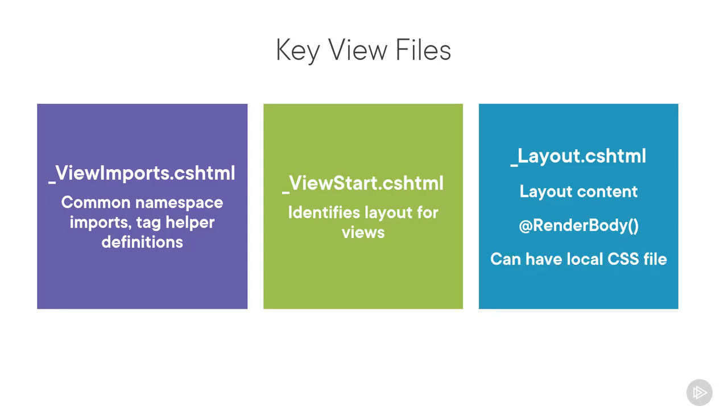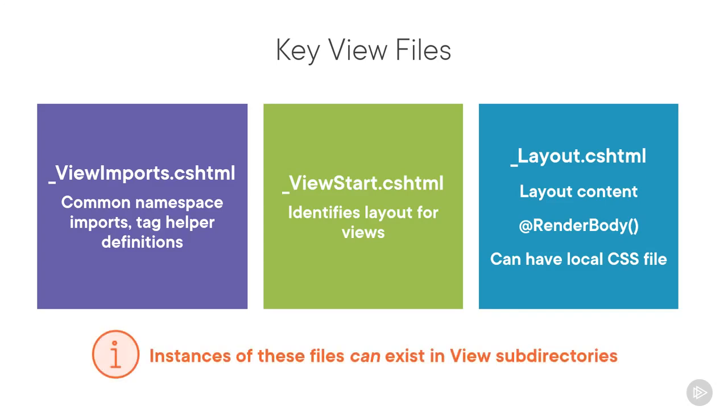One additional thing to note is that the default layout view that was created with our project template includes a CSS file that only applies to it, something called CSS isolation. That applies to views in general, and we'll see it in a sec. Finally, each of these 3 special files can exist in view subdirectories, so if you wanted a custom layout or some using statements that only applied to a certain folder, you could put a version of these files in those folders and make them what you want. Let's see a little of this in action now.